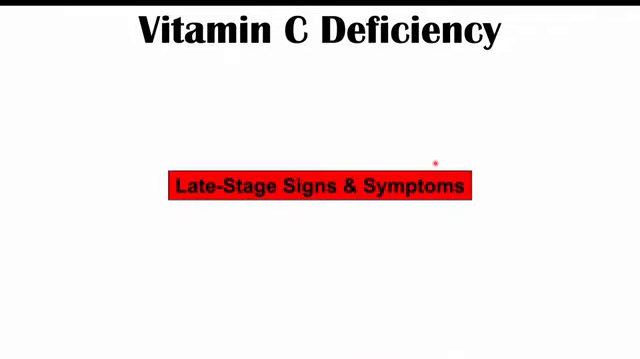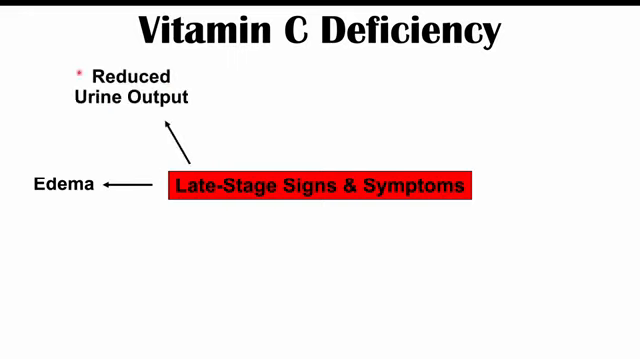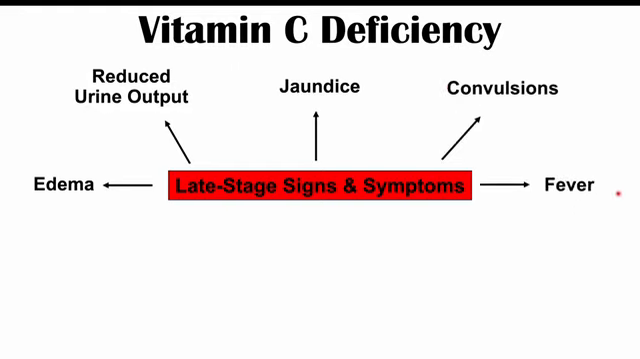Now, there are particular late-stage signs and symptoms. We talked about a few as we went through, but there are some very significant ones here I want to mention. If you've had a very severe and long-lasting vitamin C deficiency or scurvy, these are some of the findings you can see later on. One is generalized edema, so there can be generalized swelling throughout the body. There can be reduced urine output or oliguria. There can be jaundice, so yellowing of the skin and the whites of the eyes. There can be issues with convulsions, so seizures can occur. We can see fevers occurring.